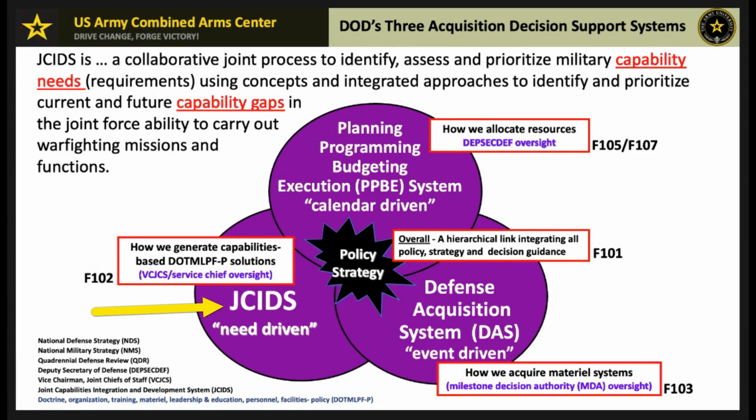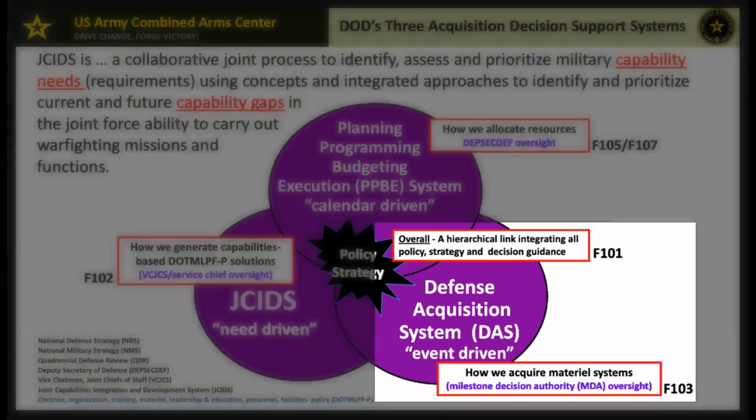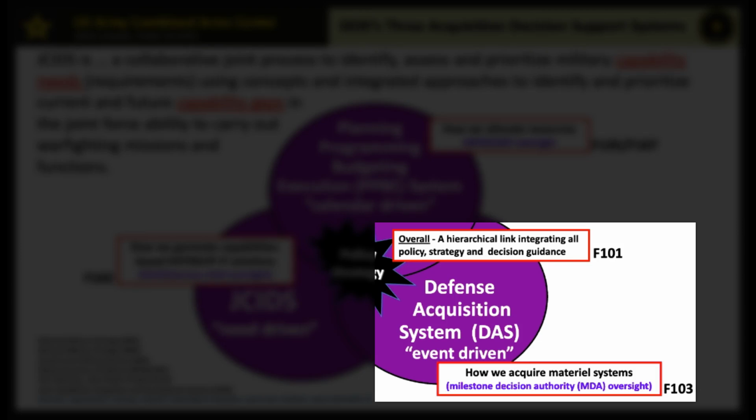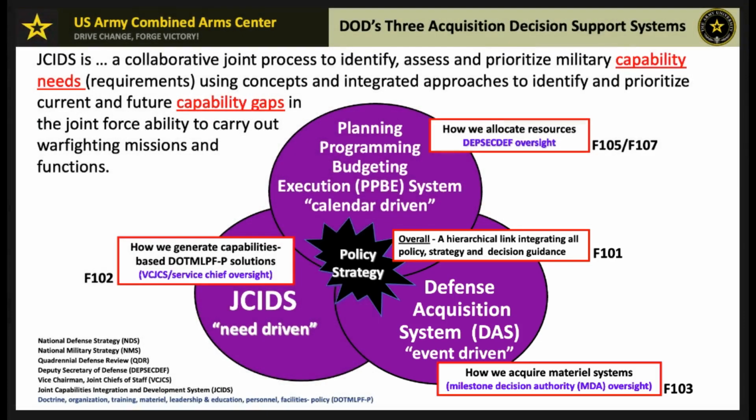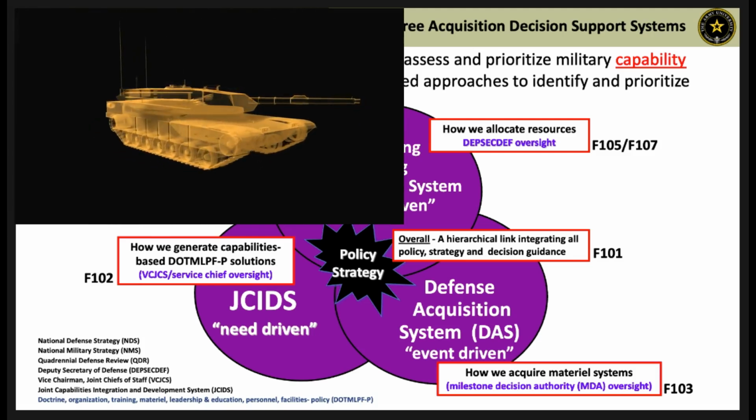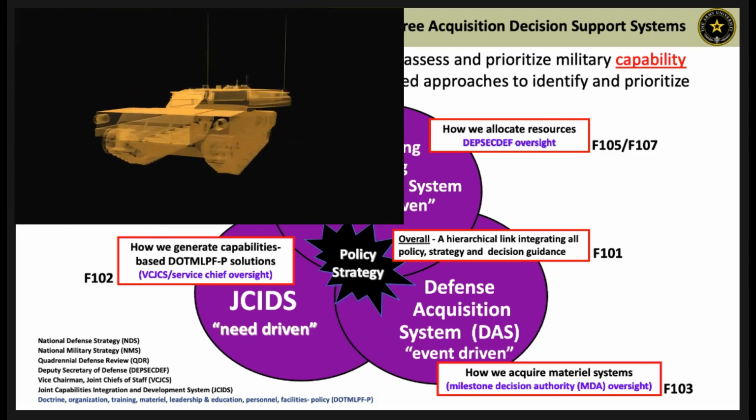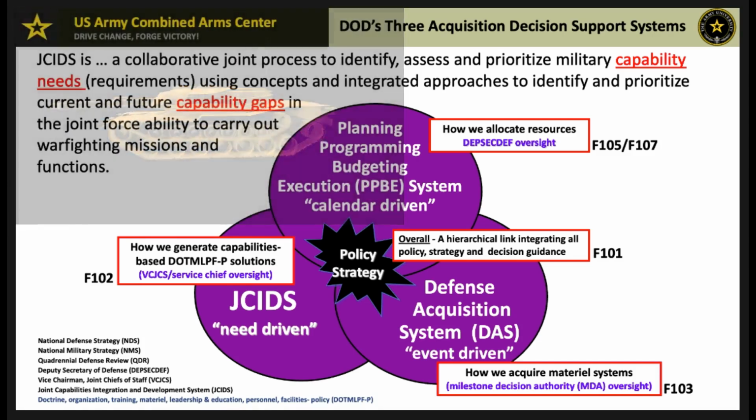JCIDS is our need-driven gear. It helps us identify and prioritize what the military needs to fill capability gaps. DAS, that's the Defense Acquisition System, and that's our event-driven gear. It focuses on acquiring new technologies and equipment to meet our operational needs. The DAS has seen significant updates since the 2000s, incorporating lessons from rapid technology development during the Iraq and Afghanistan wars. These systems work together, ensuring the military stays ready and capable now and in the future.